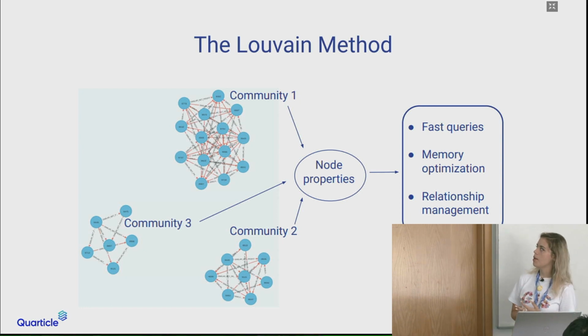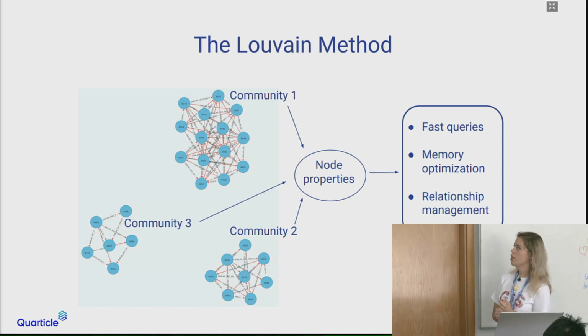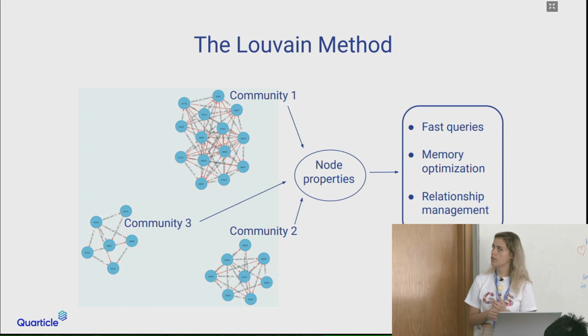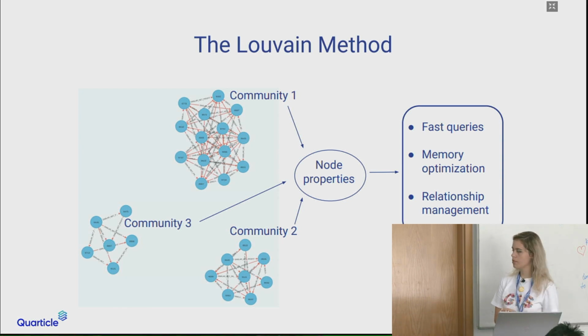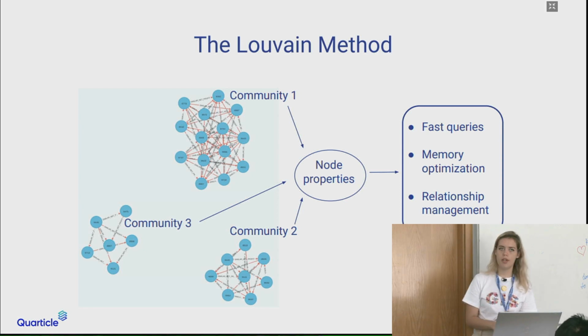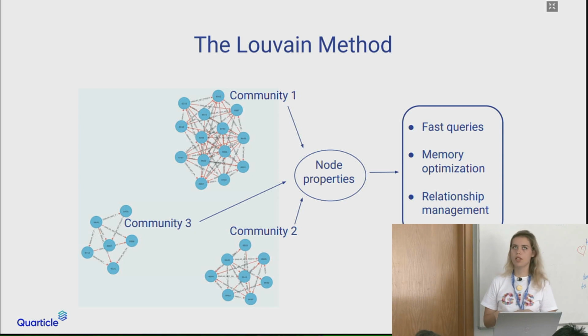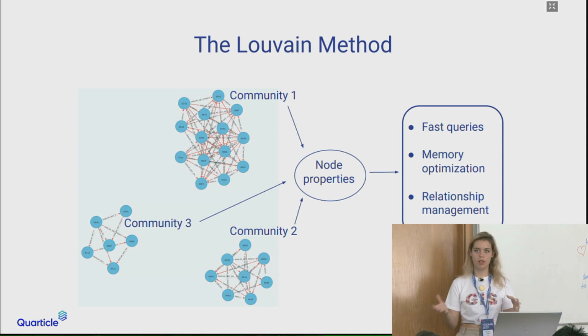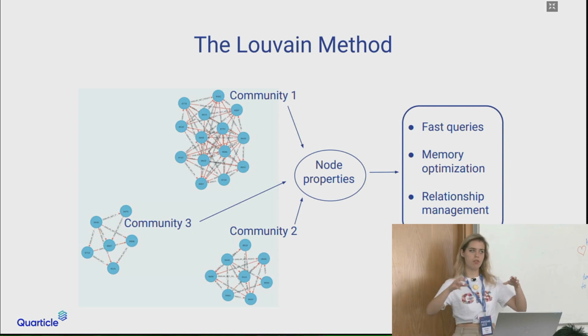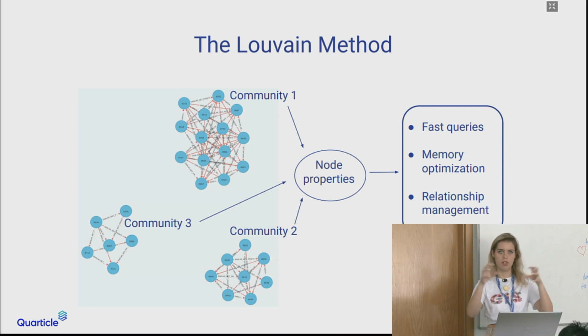This, as I mentioned before, is important to have them stored in the database as node properties for fast queries and memory optimization. It's easy access, and it's also easier to manage relationships. So we go from the graph data structure, which is based on nodes and edges, and we simplify it as a simple ID.